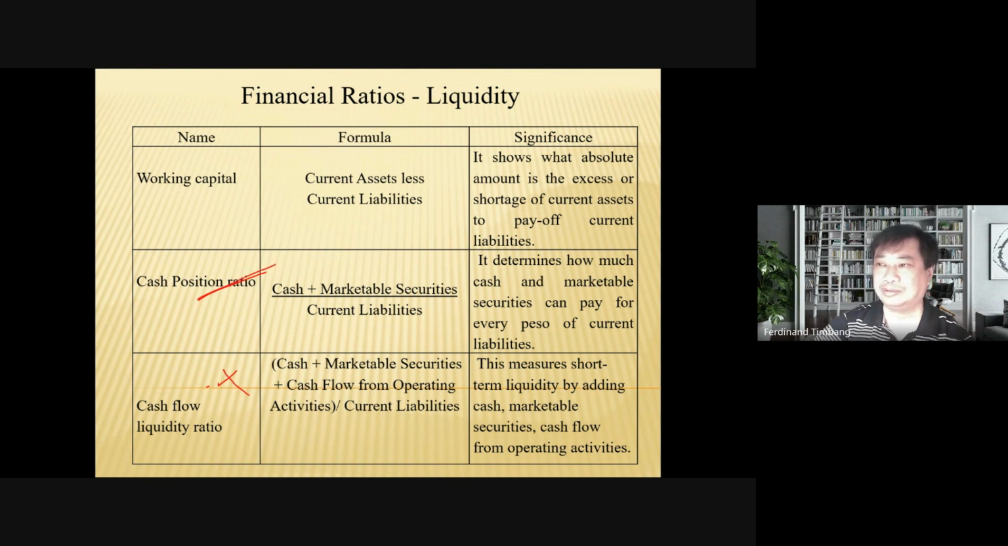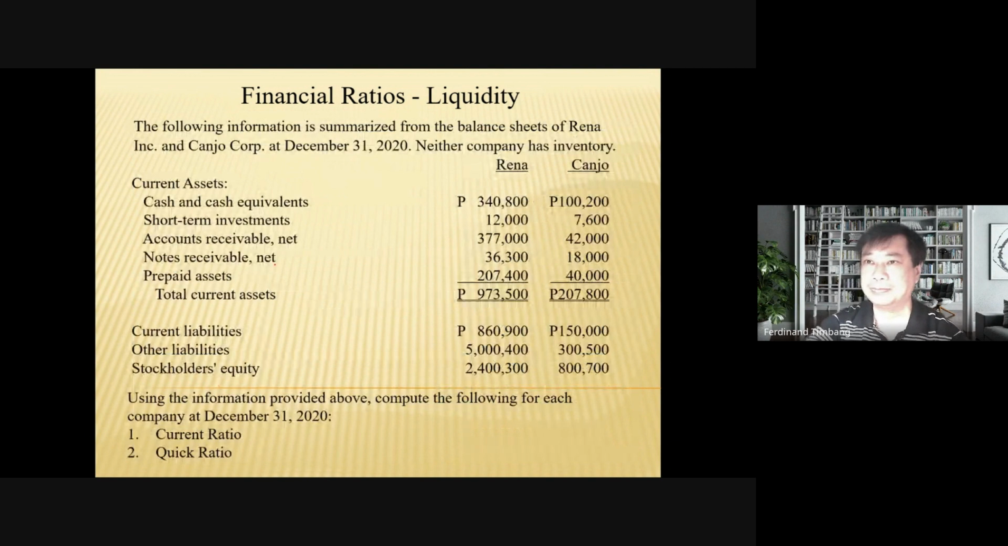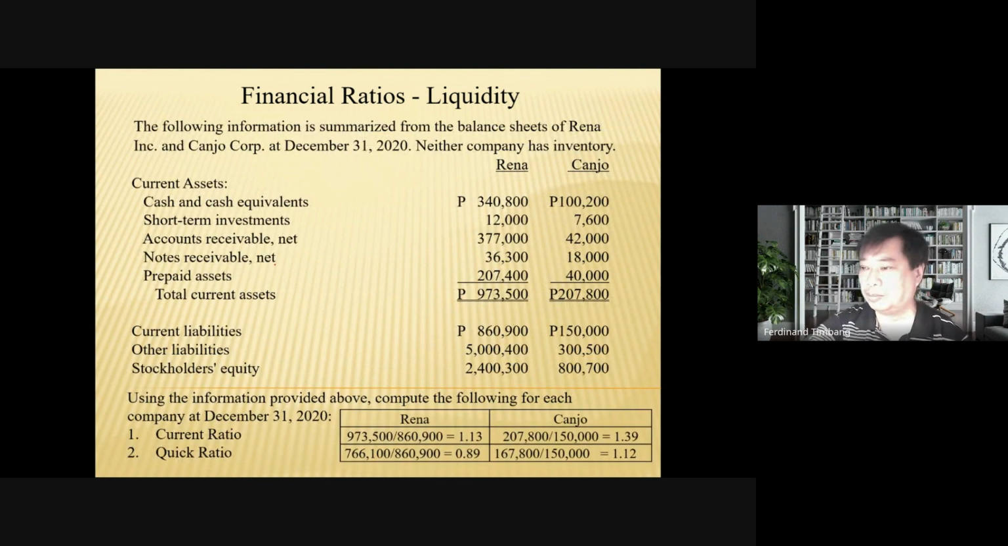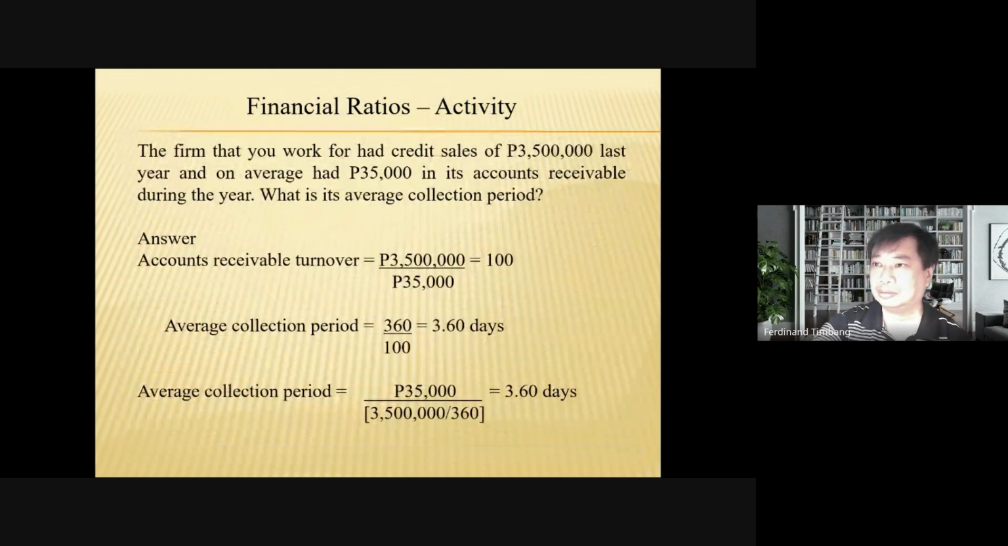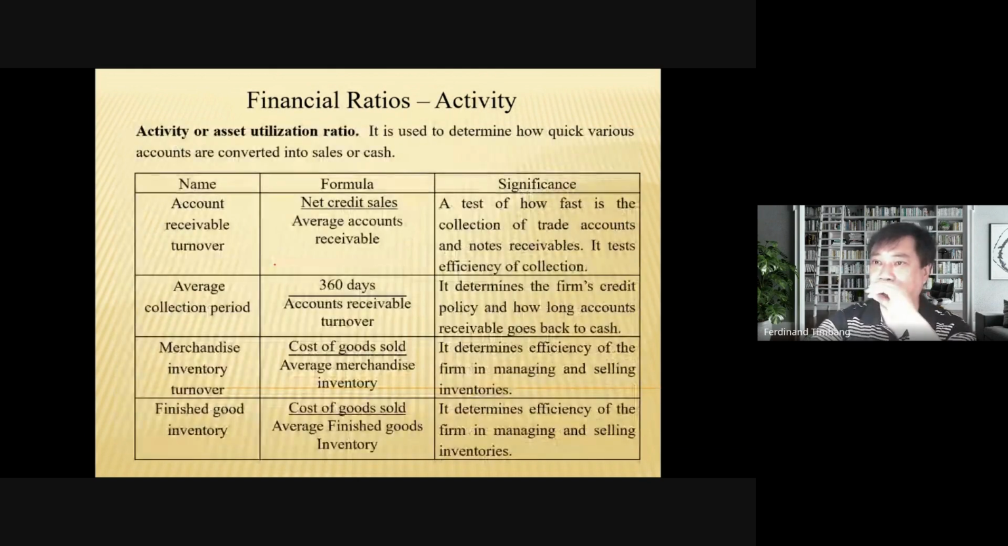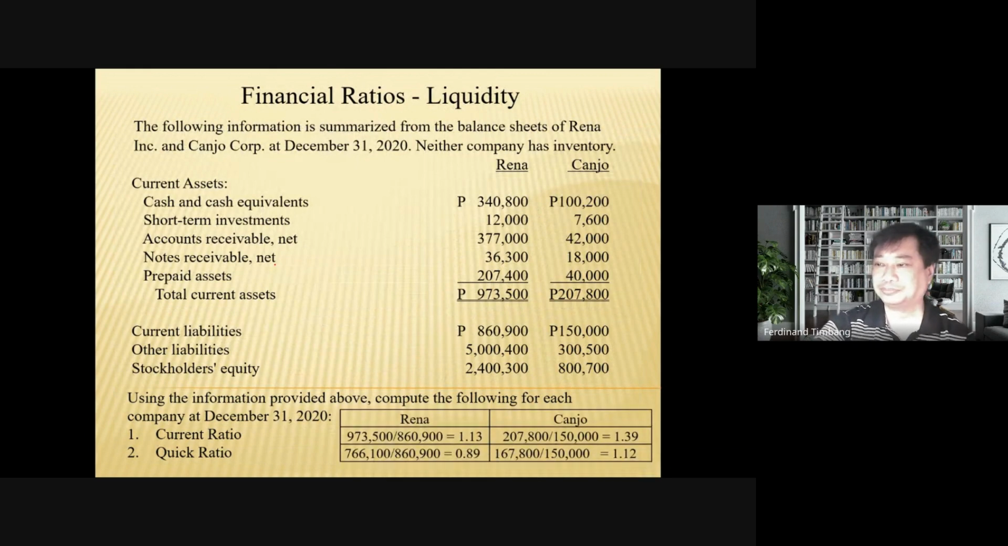So mas nandito tayo bale. Okay, so mag-example tayo. May mga example pa pala ako nagawa rito na konti. So, mag-example tayo ng konti rito. So, halimbawa, we have the following information summarized from the balance sheets of RINA, Incorporated and Kanjo. Using the information provided above, compute the following for each company at December 31, 2020.